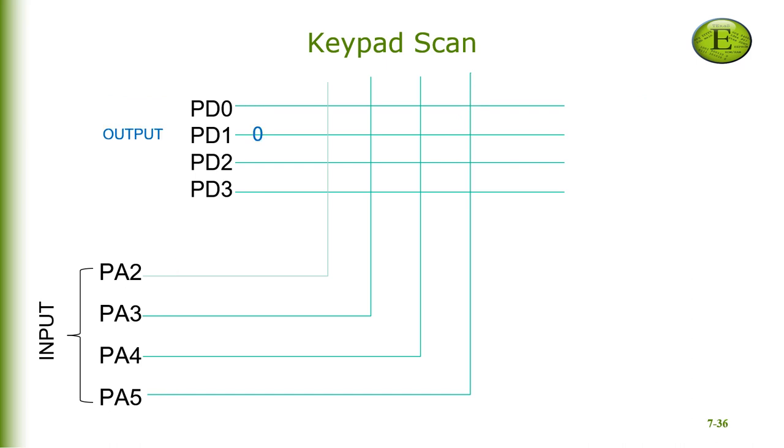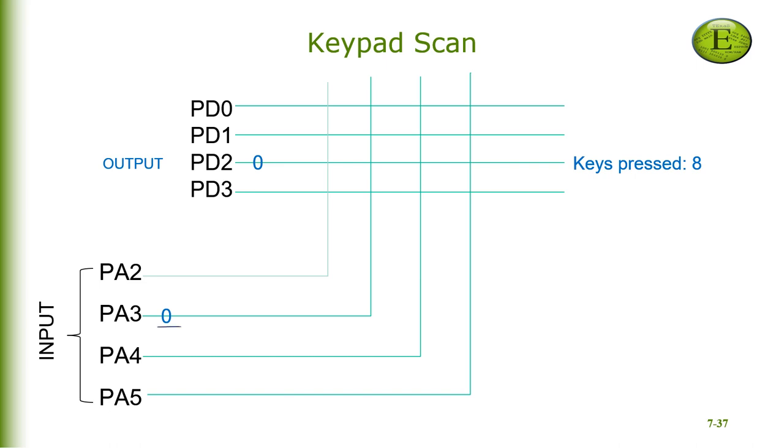And here's an example. Suppose we are now scanning row number 1, and the key which was pressed, key B, is going to short circuit the row 2 wire with the column 3 wire, which is going to bring PA5 equal to 0. Likewise, if we are scanning the third row, which is actually row number 2, driving it to 0, and key 8 is pressed, it is going to bring 0 to PA3.